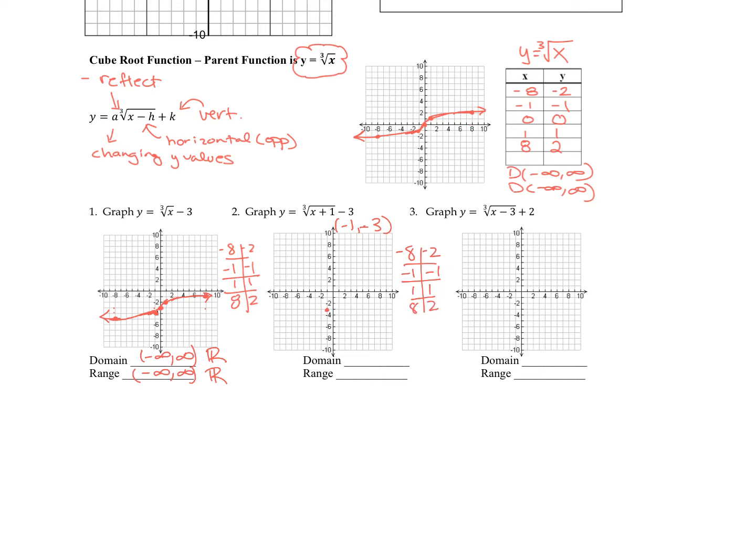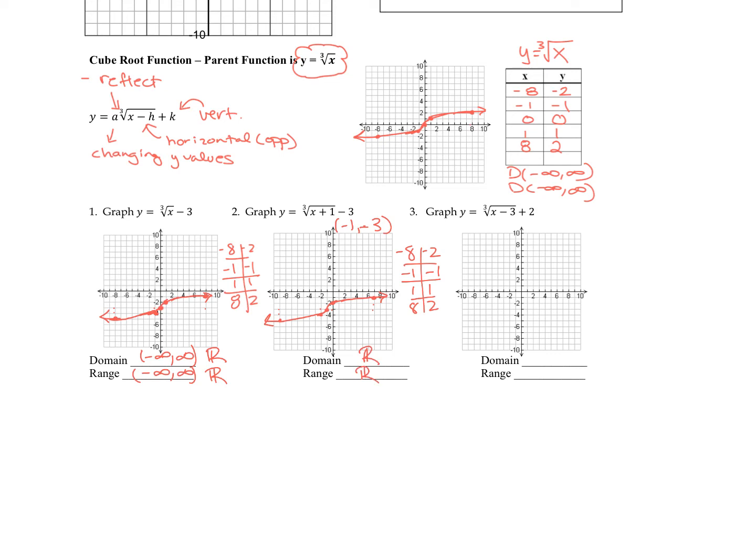So let's begin with my 1, 1. So I'm going to go right 1, up 1 from my starting point. I'm going to go right 8 over to 7 and up 2 from my starting point. And then I'm going to go left 1, down 1. And then I'm going to go left 8, which would bring me to what? -9 and down 2. And I'm going to trace through those points to create my cubed root of x plus 1 minus 3. Again, my domain and range would be all real numbers.